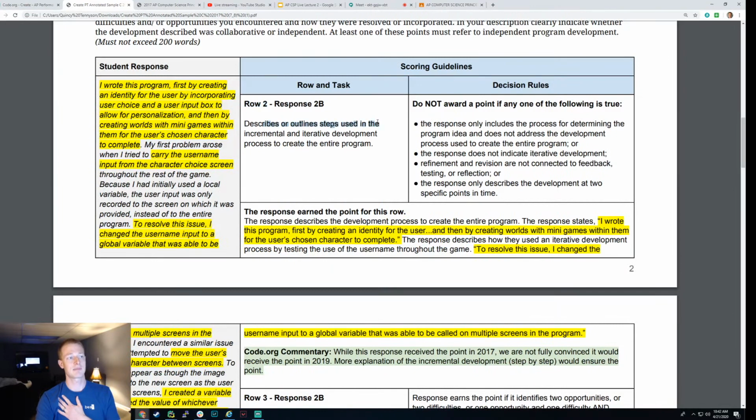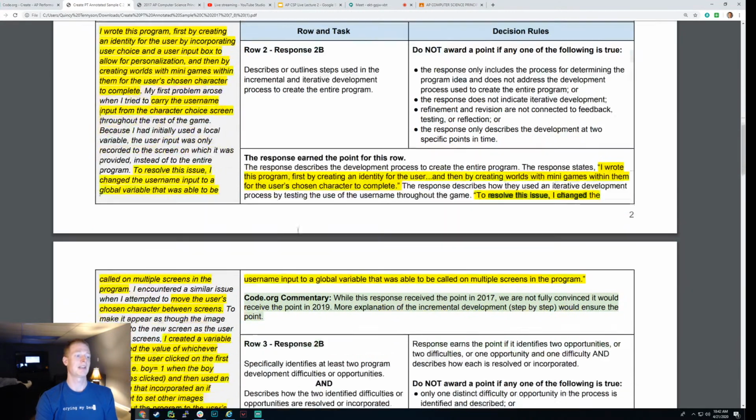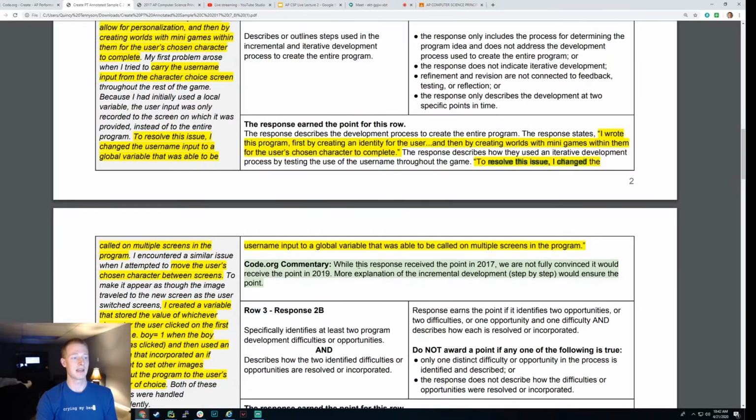Describe or outline steps used in the incremental and iterative development process to create the entire program. Just by using the language of first I did this, then I did this, then I resolved an issue, they basically met the requirements for row 2. That's really simple, right? Now Code.org does go on to say that even though this response received the point in 2017, we're not fully convinced it would receive the point in 2019.